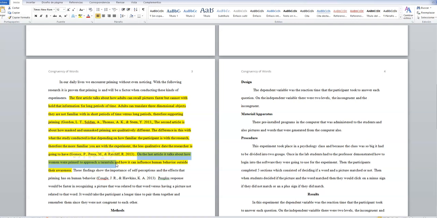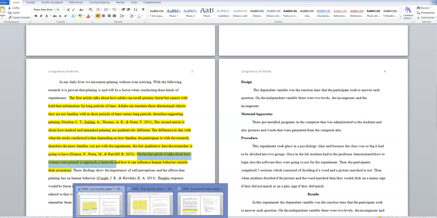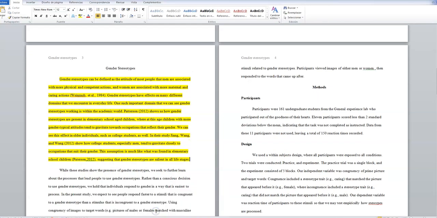You don't just say one article did this, one article did that. No, you say research in the field has done this, and then you connect studies from different authors. And here's a really good example, which is a high quality paper.